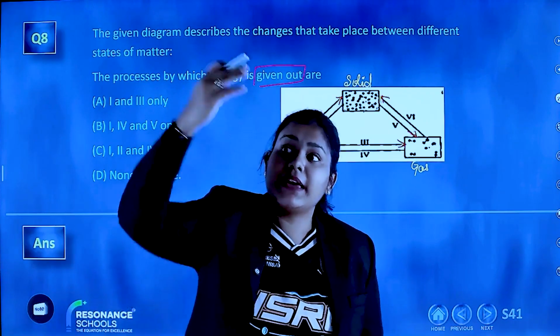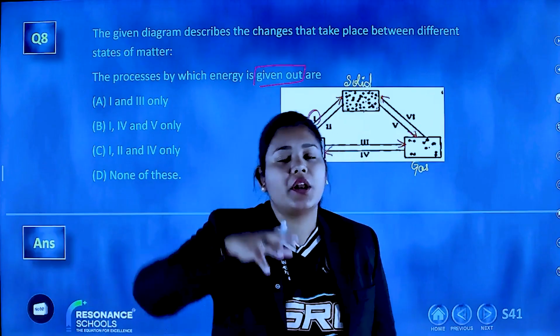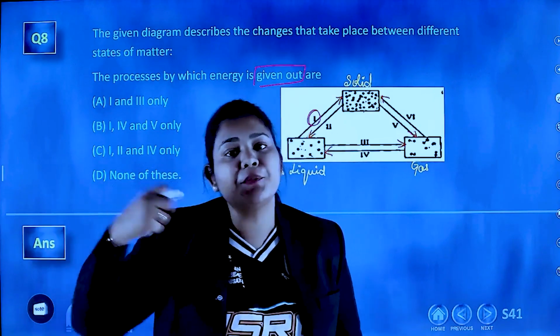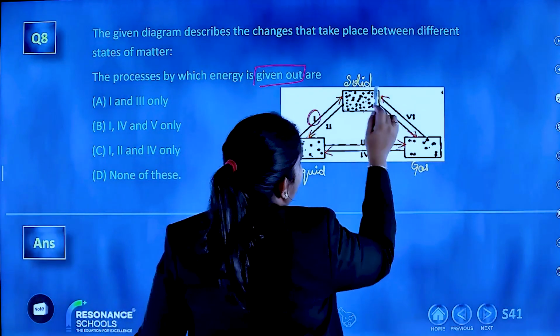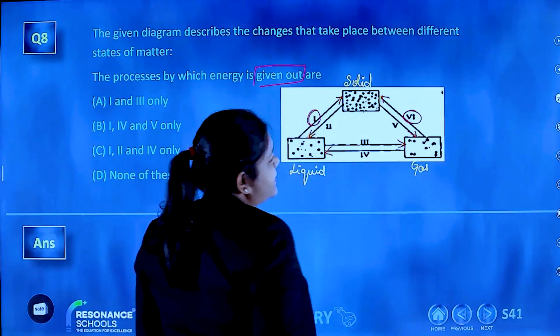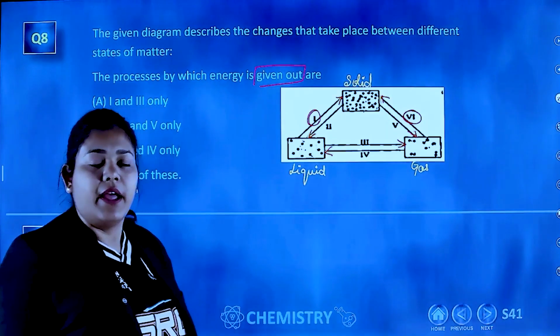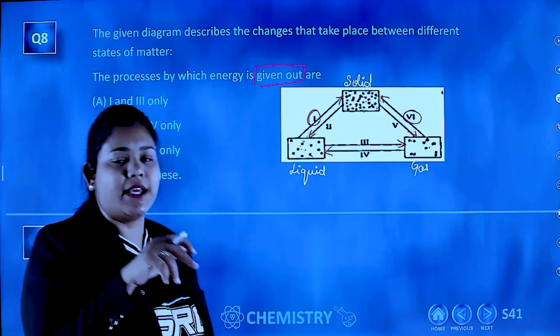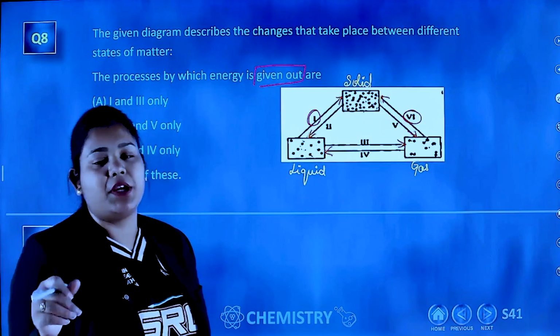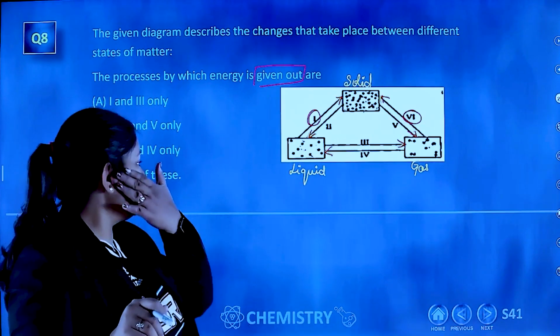But again, gas to solid you have to pull out energy. That means gas to solid, that is option 6, energy is releasing out. Condensation, reverse sublimation. And if I talk about this, what is the last one?